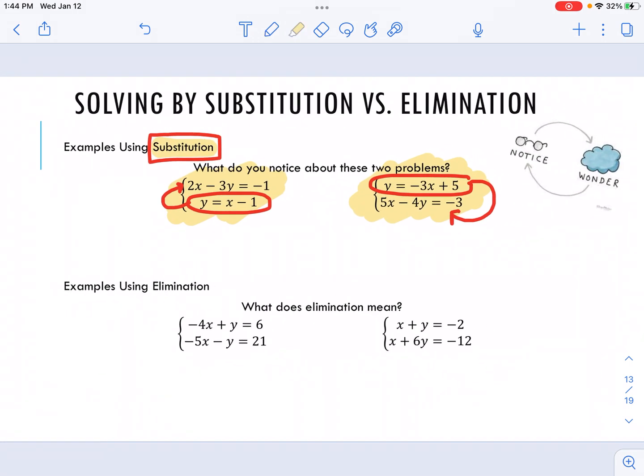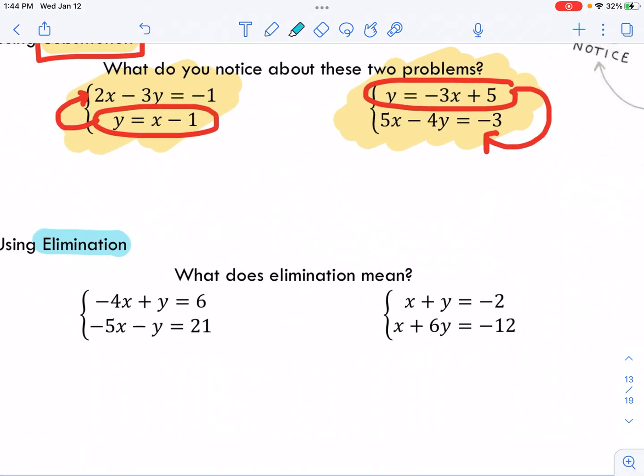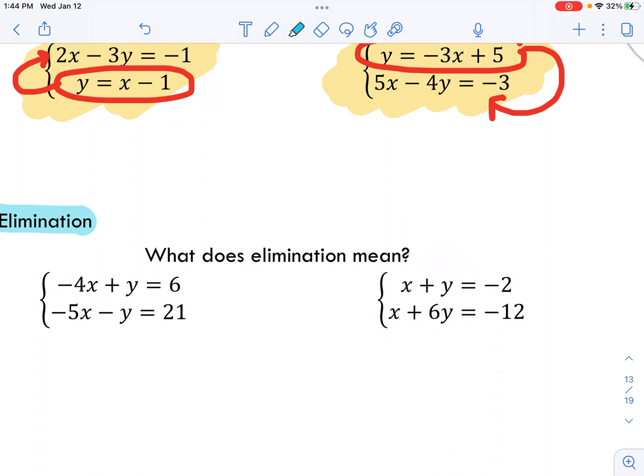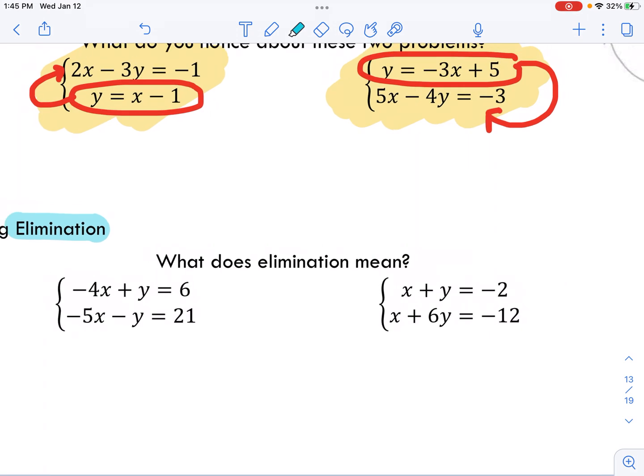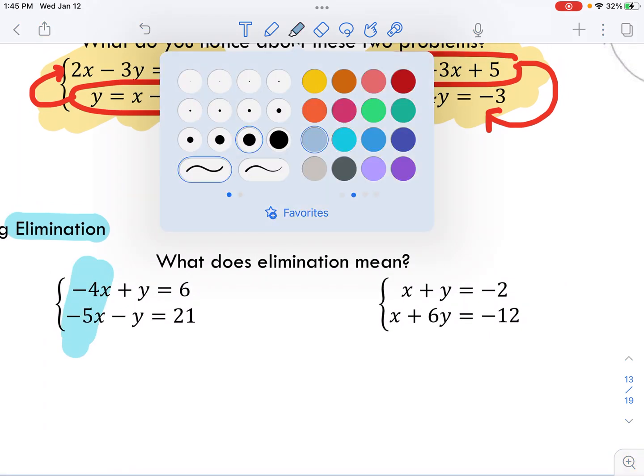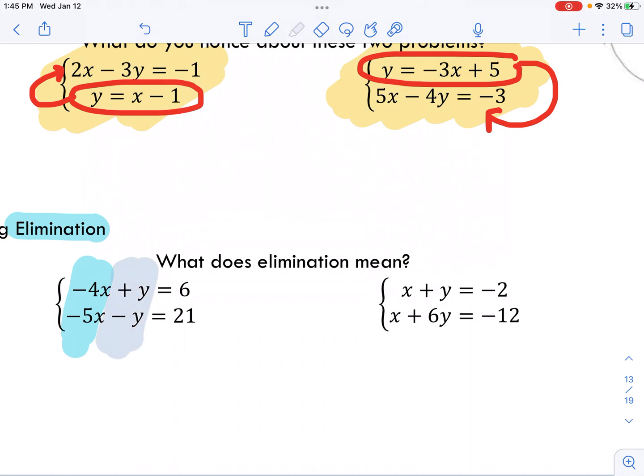Let's now look at elimination. I'm going to change colors so it makes it a little fancier. What do we notice about both of these systems? Good, hopefully you've noticed that both of them are in standard form. More specifically, as we start to get better with elimination, you're going to notice that all my x's are lined up, all my y's are lined up, and all my constants are lined up.